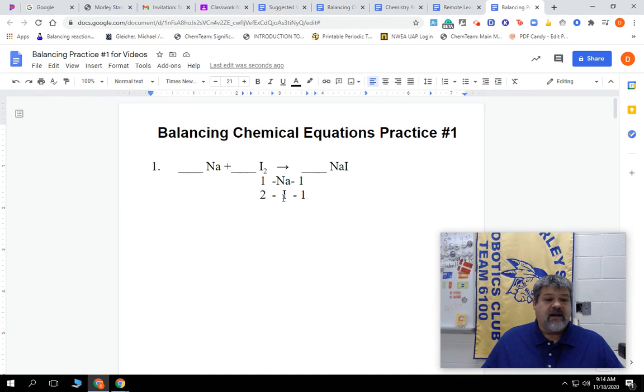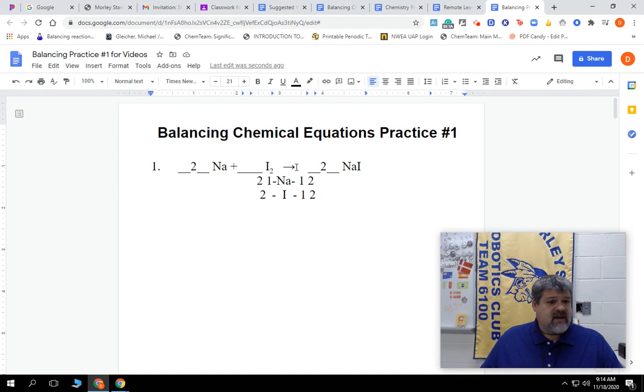So what are we going to do to change iodine? Well, the only thing that I can do is go up here and put in a 2. If I put a 2 there, that means that I have 2 iodine now. But it also changes my sodium, so I have 2 sodium. Now my iodine is even, 2 to 2, but my sodium is not. So I have to come over here and place in a 2 right there. And what does that do? That tells me I have 2 sodium on this side. And so now I have 2 to 2 and 2 to 2. And I have the same number on each side. And that's what we're looking for.